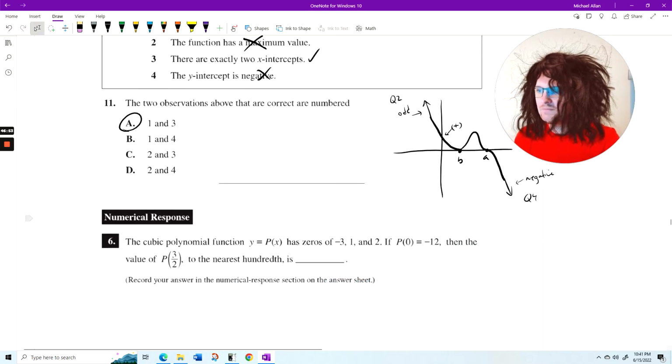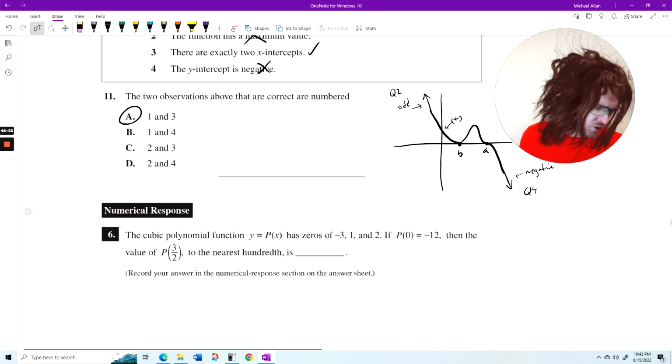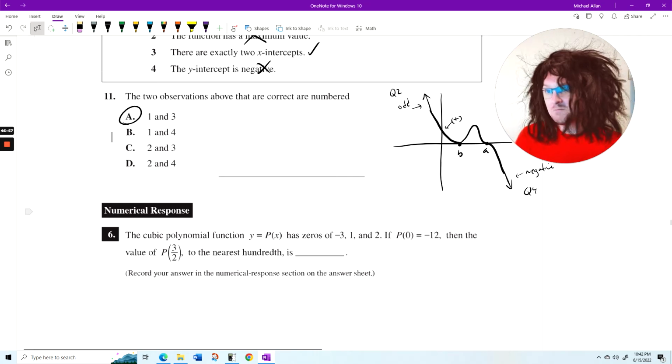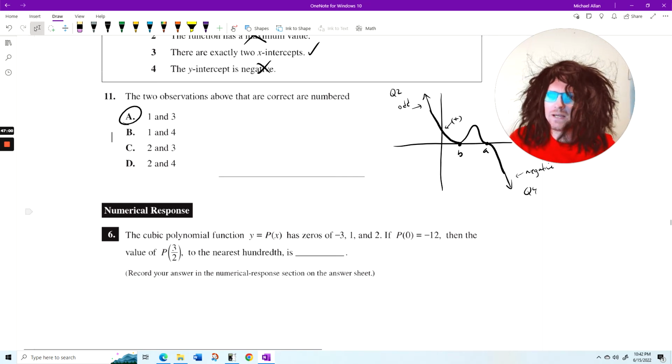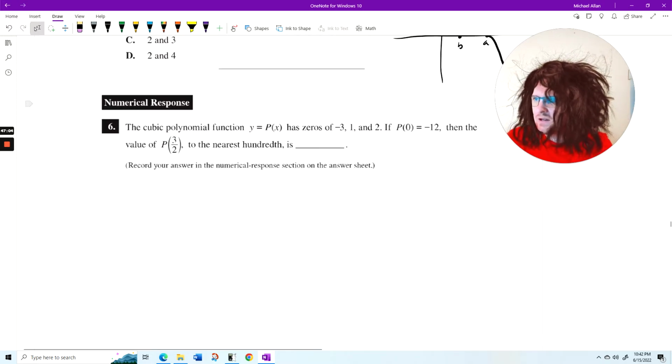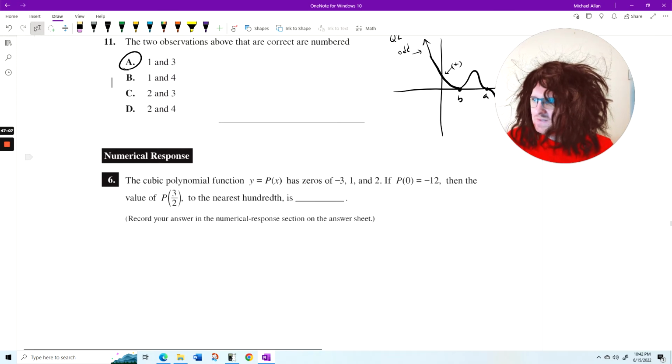Just be very careful of the wording too. Sometimes it's correct or sometimes it's incorrect. I always think to say incorrect, I always think that's like a mean way to do the question or answer the question. So we have a bunch of zeros here.